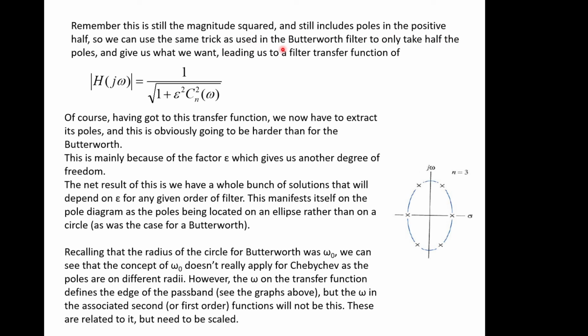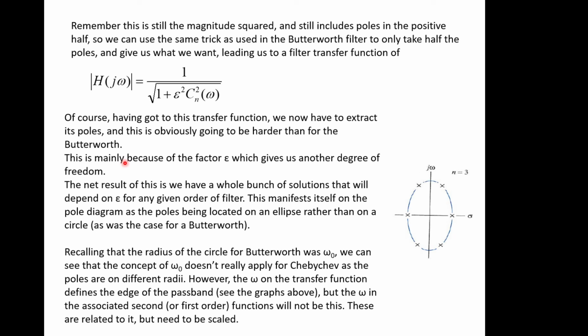So we do the same trick as we did in the Butterworth filter, to only take half the poles. So we've only got the poles in the left hand side of the Argand diagram, which are the stable ones, and that gives us a magnitude response, because it's not squared anymore, of 1 over the square root of that. We can just take half the poles because they're all equally spaced. So we get the transfer function. We now have to extract its poles, and this is obviously going to be harder than for the Butterworth.